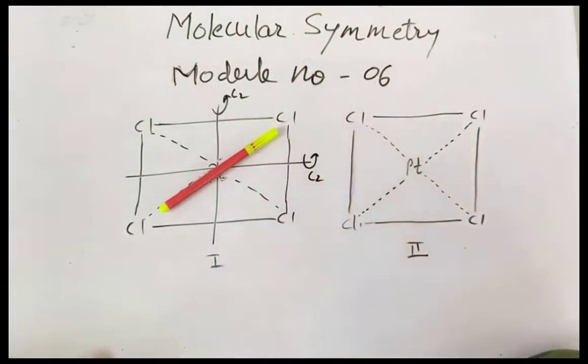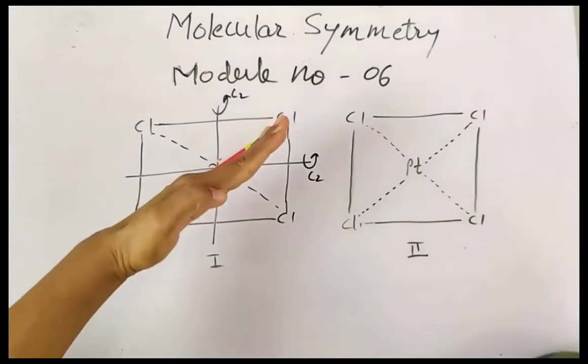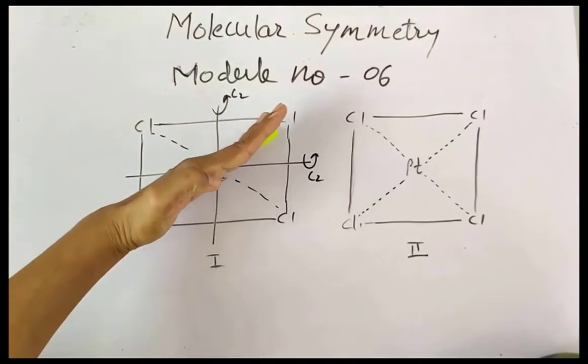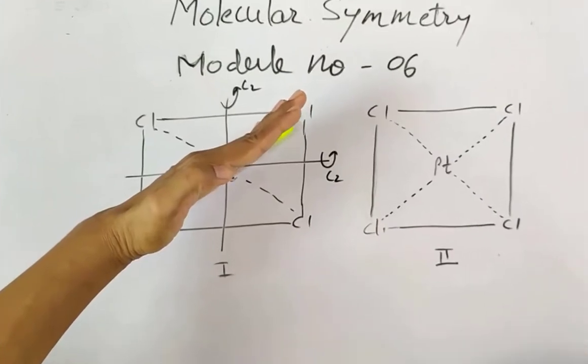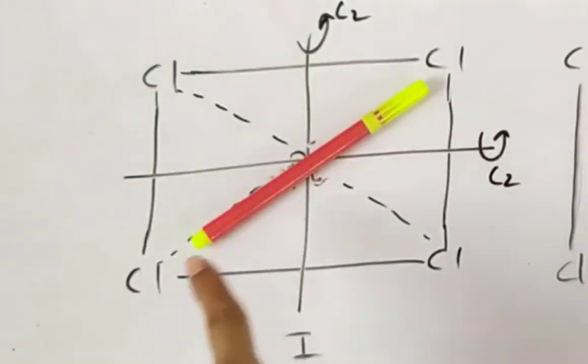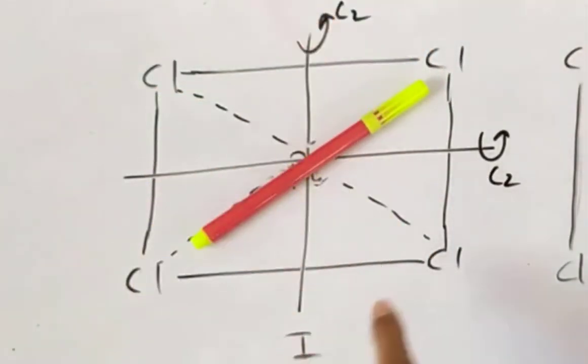Now suppose I am passing the plane like this. Are you getting mirror image? This is the plane. Are you getting mirror image? Yes, of course, that we have seen already also. Simultaneously, is this plane cutting these two perpendicular C2 axes?